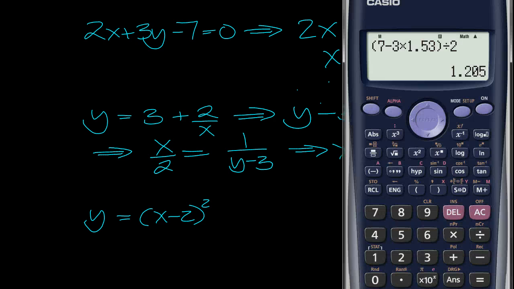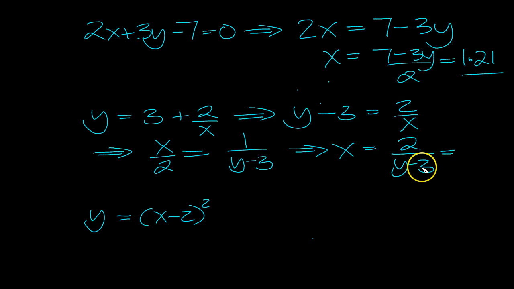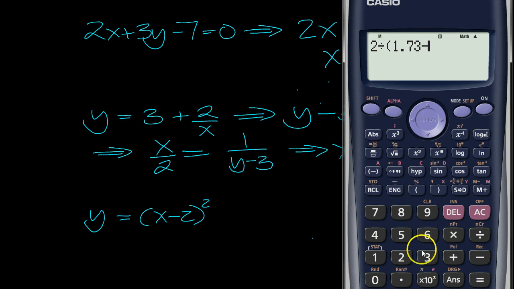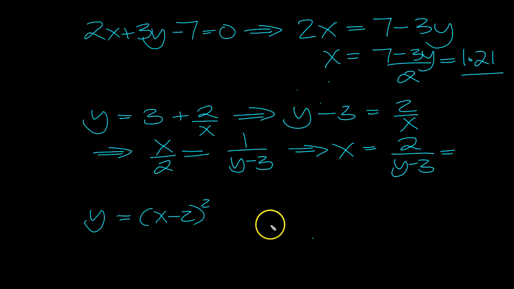So we've got 2 divided by bracket 1.73 minus 3. Close the bracket. Minus 1.57, which I'm not sure about at the moment. So I'm going to double check this work. Okay, we got this. So we get 2x equals 7 minus 3y. Oh, no, that's the previous problem, isn't it? We got this one now.